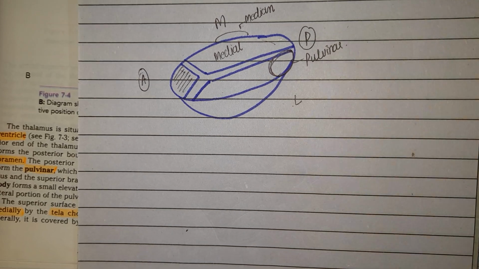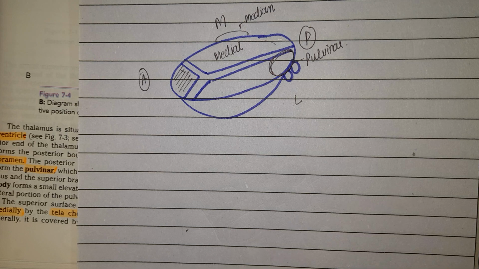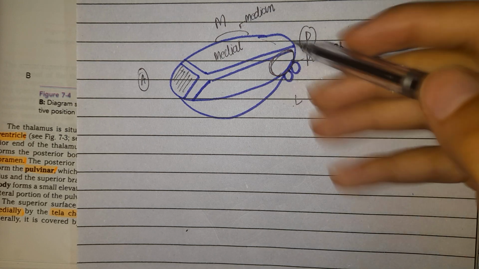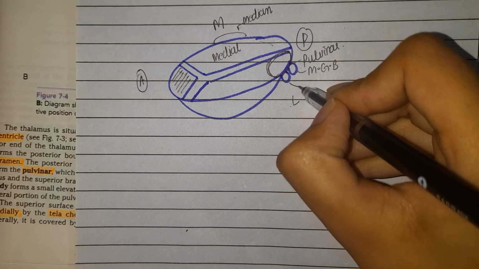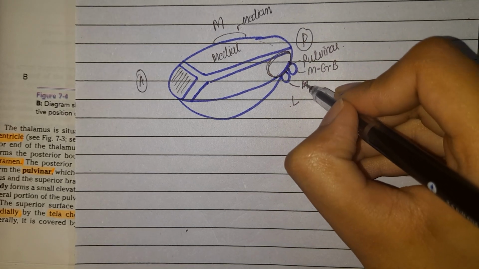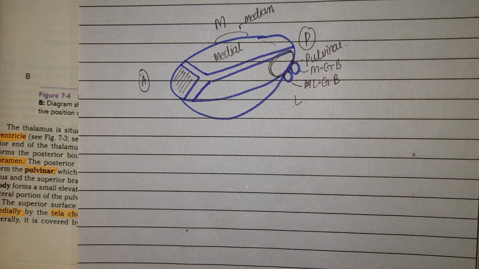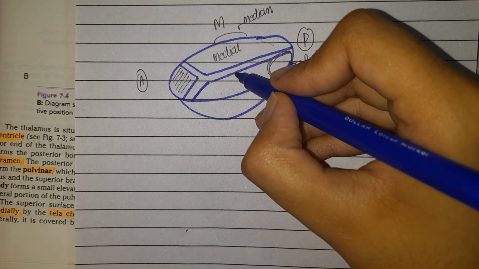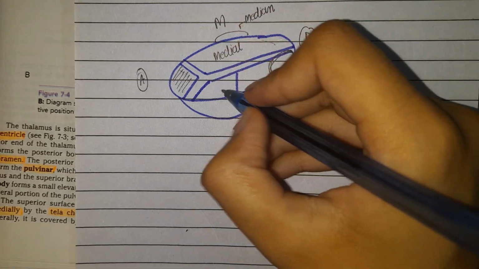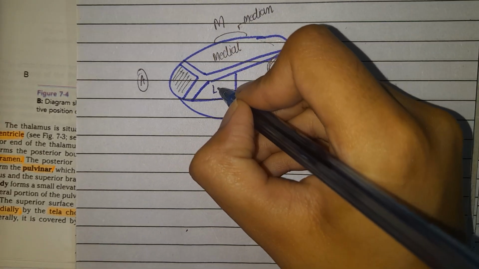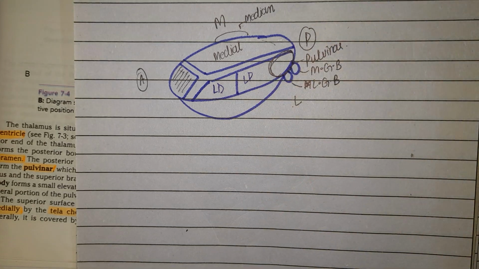And there are two swellings on the pulvinar. One is towards the medial side, so it is known as the medial geniculate body. The second one is on the lateral side, so it is known as the lateral geniculate body. Now there are two more nuclei. These are the lateral dorsal and the lateral posterior nuclei.